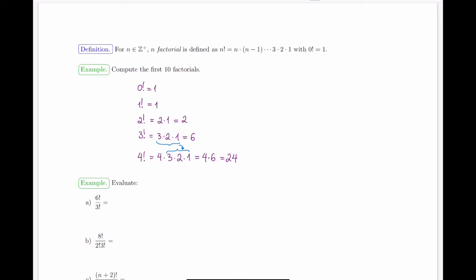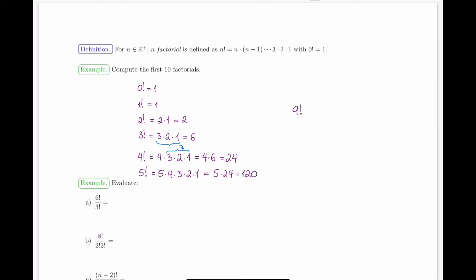So let's see, what about 5 factorial? I have 5 times 4 times 3 times 2 times 1. But again, I can notice that this is what I've already computed as 4 factorial. So I can simply plug that number in there. 5 times 24 is 120, and so on and so forth.